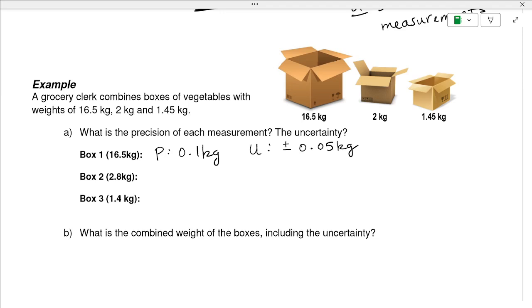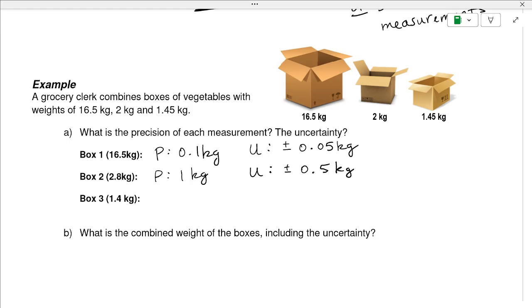Now the second box just says 2 kilograms. It doesn't have a decimal on it. So I really don't know if they mean 2.0 kilograms. I actually kind of don't know that. So I'm just going to say that my precision is basically just 1 kilogram. I don't have any other knowledge that they measured it any more precisely than that. I almost said more accurately than that, but that'd be the wrong word. More precisely than that. Okay, so that means that my uncertainty for this one is 1/2 a kilogram.